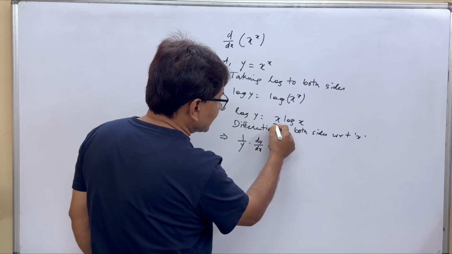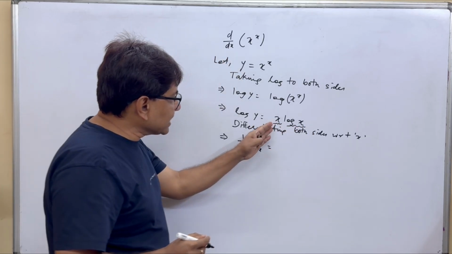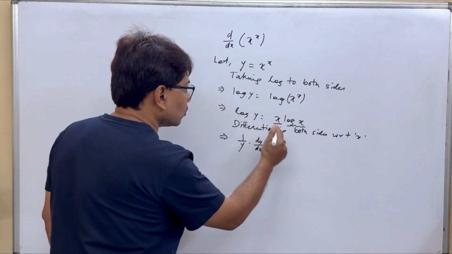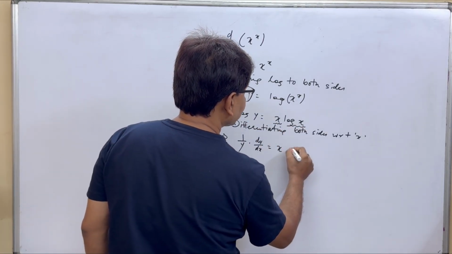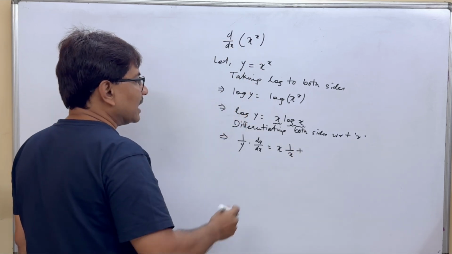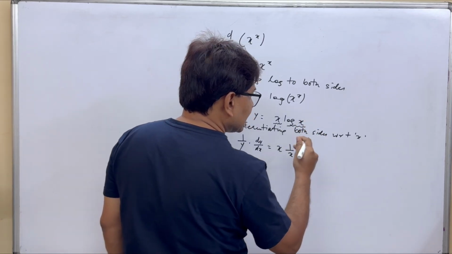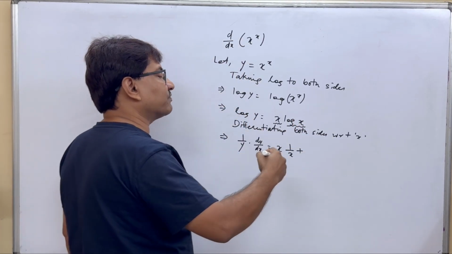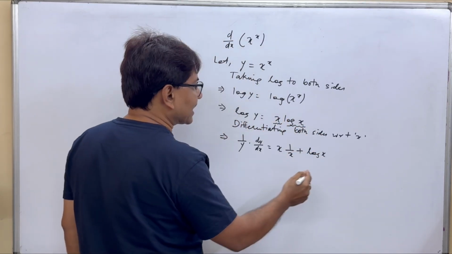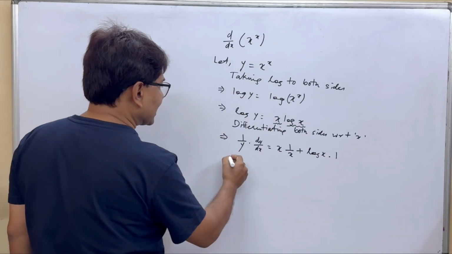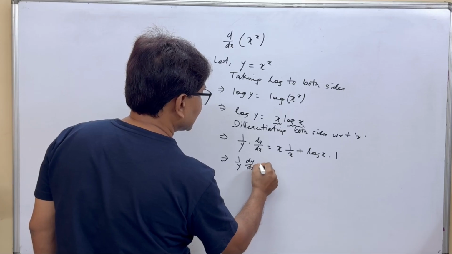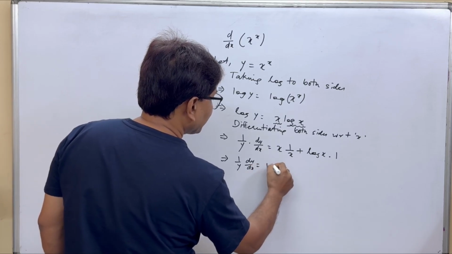Here is a product format, this is u, this is v. So d/dx of uv, what I said, is u d/dx of v plus v d/dx of u. So x d/dx of log x, and d/dx of log x means 1 by x, plus sign is there, and plus again v is here log x and d/dx of x is 1. So ultimately we can tell now 1 by y dy by dx equals x by x, which is 1, plus log x.